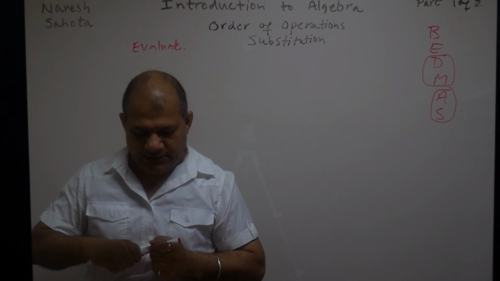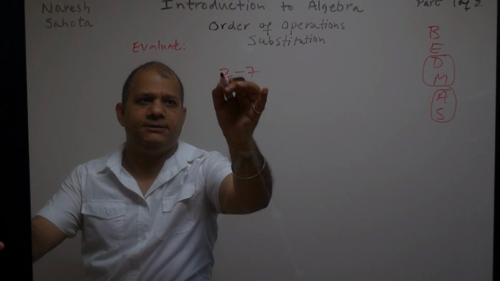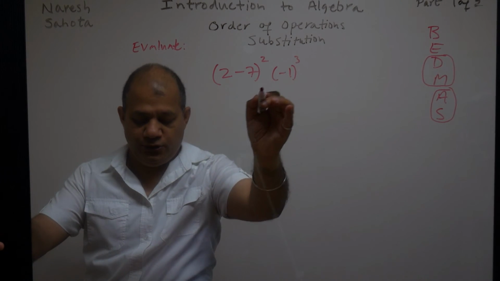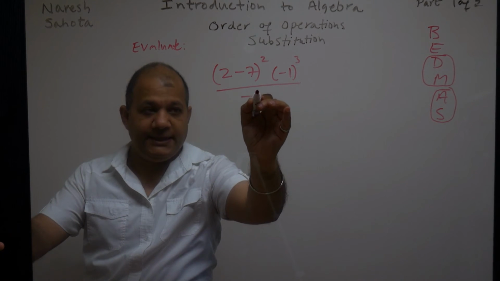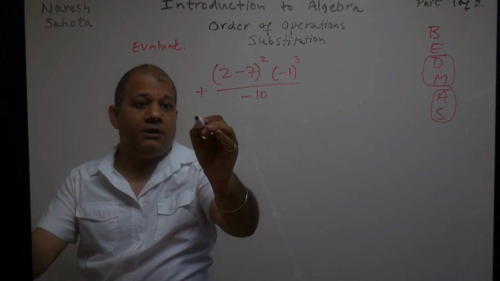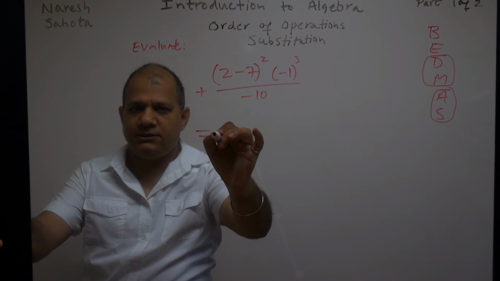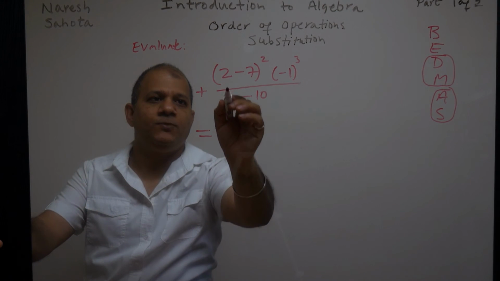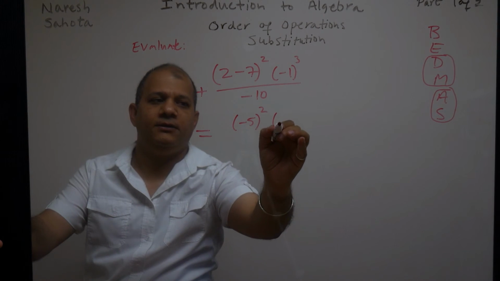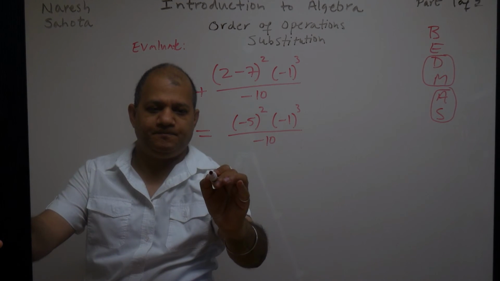Okay, so now let's look at something like this. So we have 2 minus 7 squared times negative 1 cubed, all over negative 10. And let's put a positive sign in front here. So alright, simplify. Let's do the brackets first. So 2, I don't really need the positive sign in front, so I'm going to get rid of it right away. So 2 take away 7, that is going to be negative 5 squared, and copy everything else as is for now, all over negative 10.